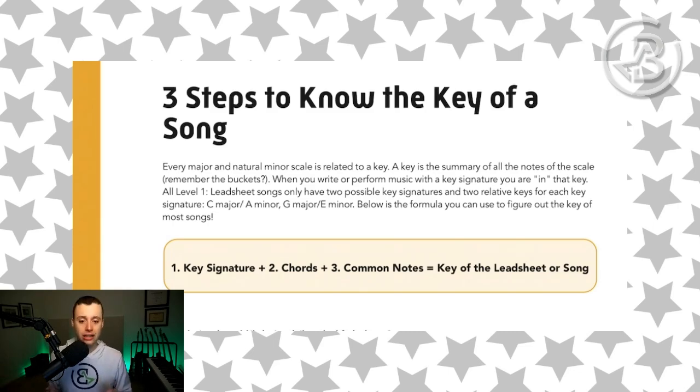All level 1 lead sheet songs only have 2 possible key signatures. You're only ever going to see the key for E minor or G major or C major and A minor. So there's 2 possible key signatures, 2 relative keys for each key signature, and that is, as we just talked about, C major or A minor, those are the relative keys or the relative scales, and G major and E minor, the relative keys and also the relative scales.